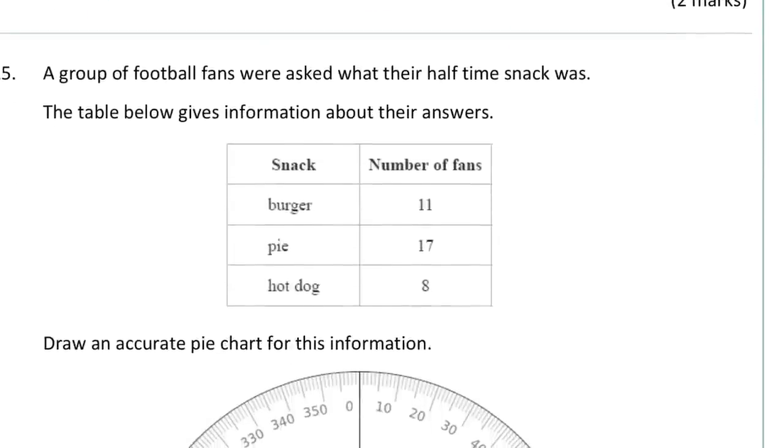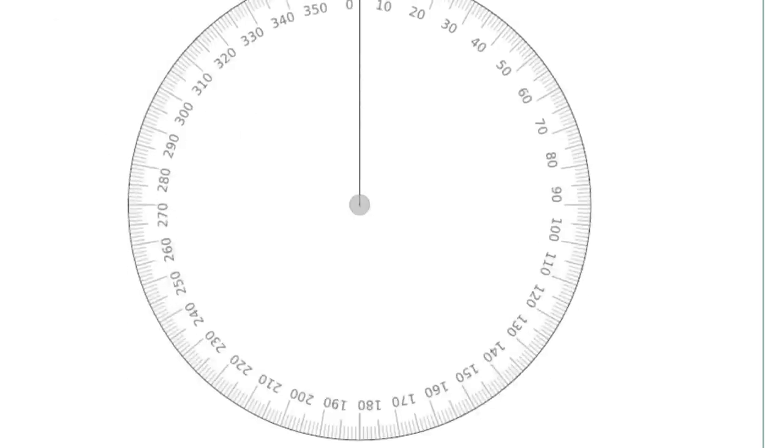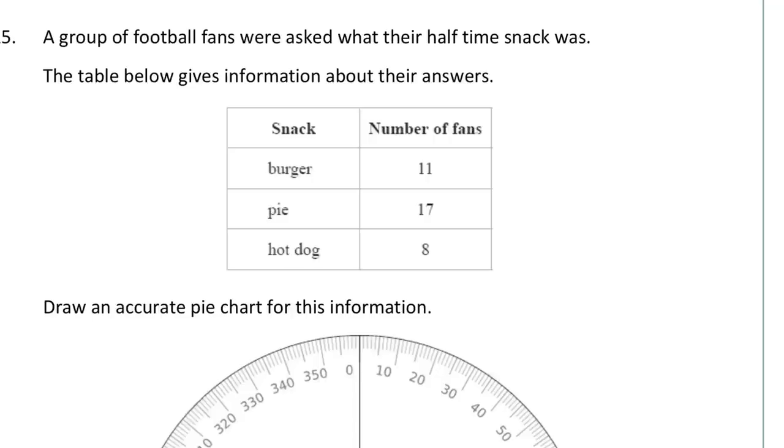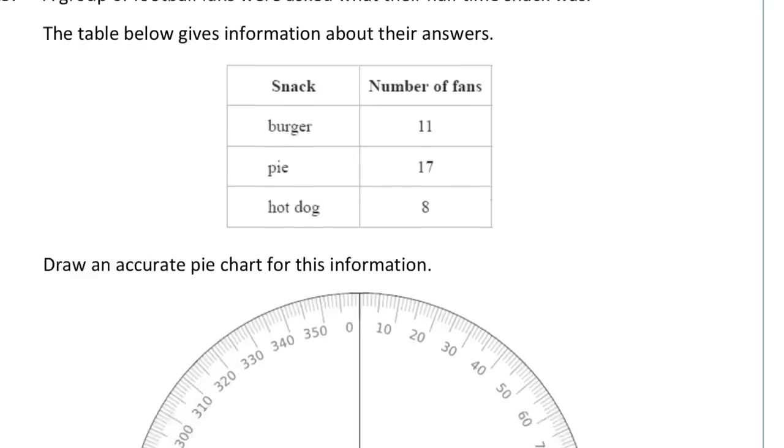Right, now this one is asking us to draw a pie chart. Now I have put a protractor into this just so we can draw this pie chart a little nicer. You might only have a 180 degree protractor, but at least we can draw an accurate one on the video, which will just help us out a little bit. So a group of football fans were asked what their half-time snack was. The table below gives the information. Draw an accurate pie chart.